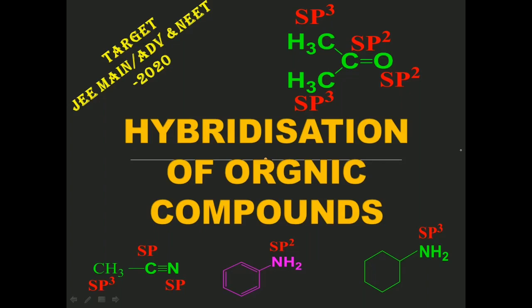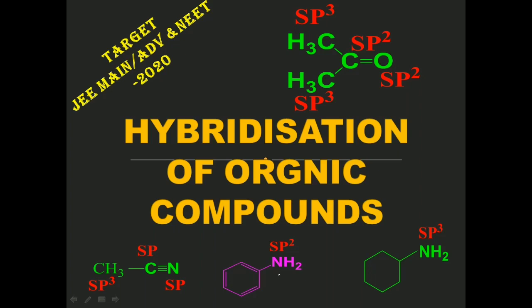In this video, let us discuss hybridization of some organic compounds. So here you can see the hybridization of some atoms. Here, this one, that NH2. Generally this nitrogen has 3 sigma bonds and 1 lone pair, so it is sp3 hybridization.